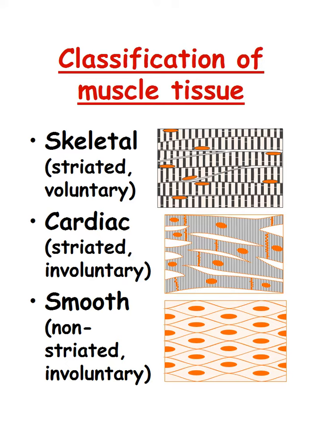And lastly, we have smooth muscle, which is involuntary, and it is not striated, meaning that it lacks the Z-lines. And these tend to have a fusiform spindle shape where it's thickest in the middle and then it tapers off in the ends.